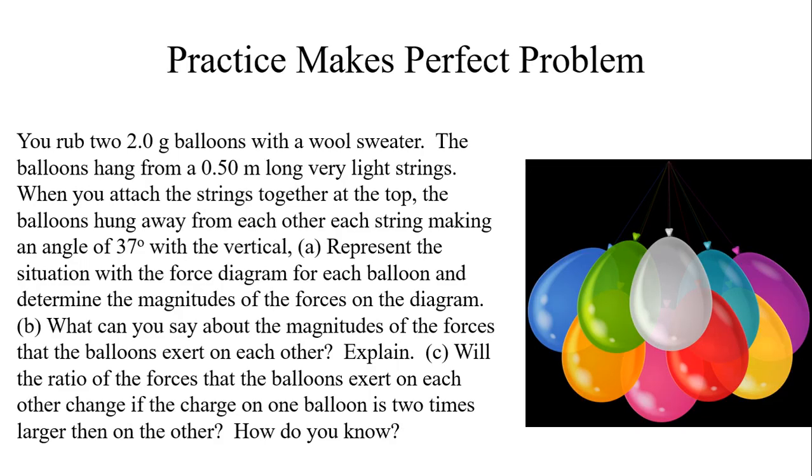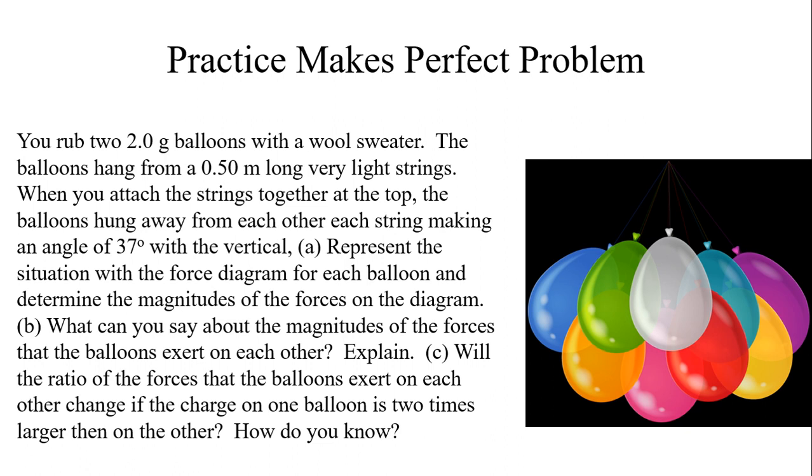Practice makes perfect. This is a good one. This is balloons. You rub 2-gram balloons with a wool sweater. The balloons hang from 0.5 meter long, very light strings. When you attach the strings together at the top, the balloons hang away from each other, each string making an angle of 37 degrees with the vertical. A. Represent the situation with a force diagram for each balloon and determine the magnitude of the force. B. What can you say about the magnitude of forces that the balloons exert on each other? Explain. C. Will the ratio of forces that the balloons exert on each other change if the charge on one balloon is 2 times larger than the other? How do you know?